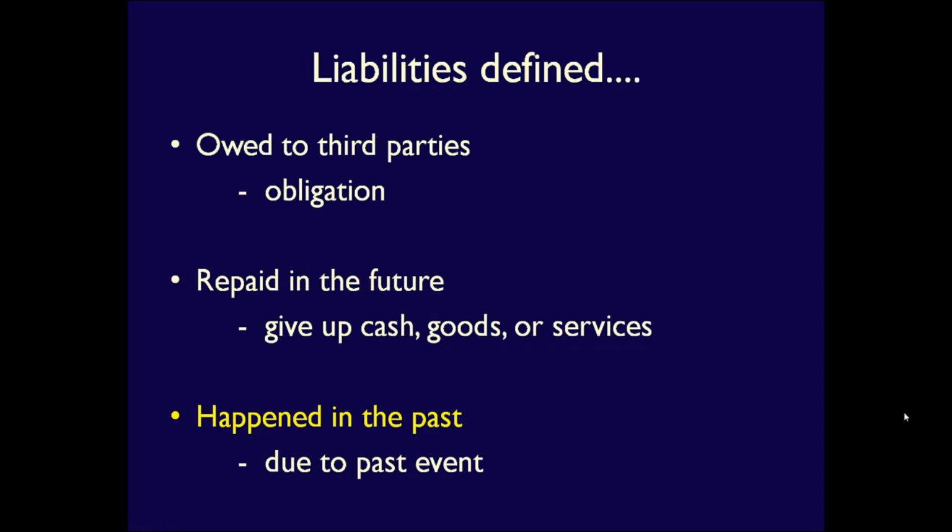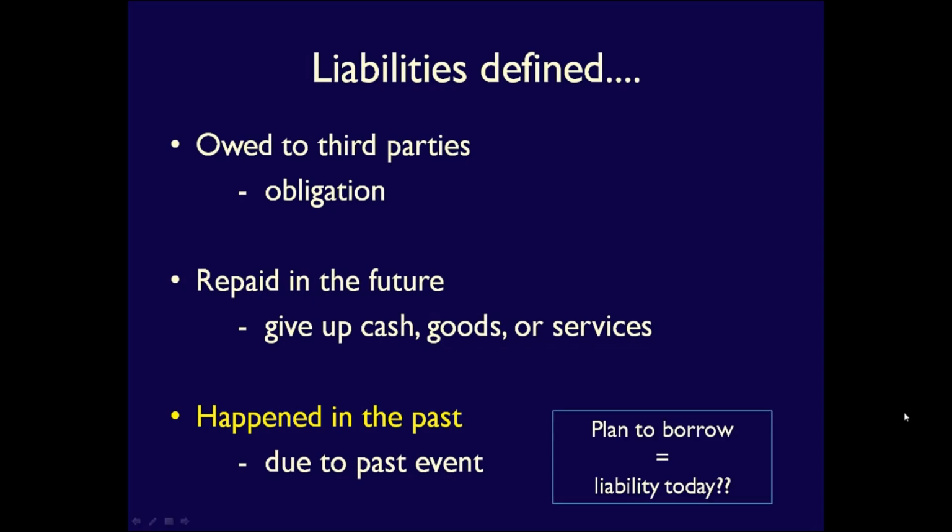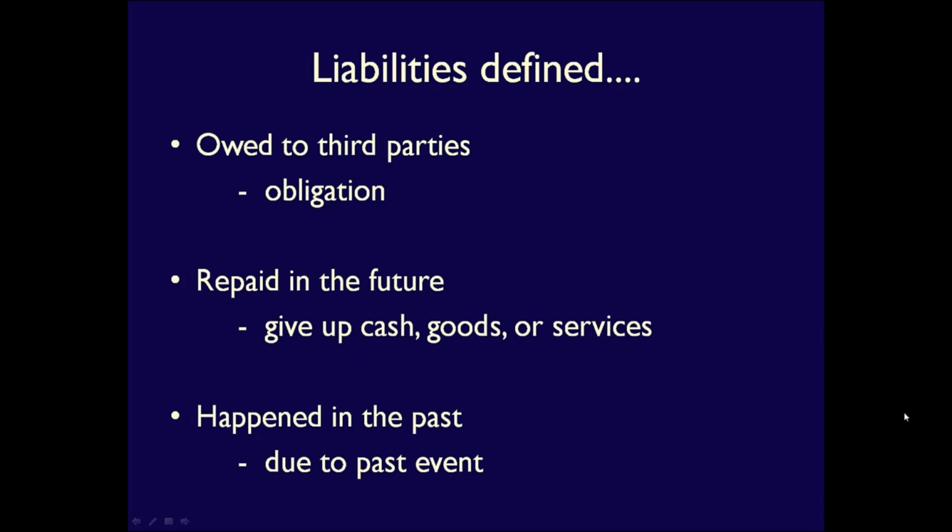Again, why is this important? Because if you plan to borrow money next year, that's not a liability yet, and therefore you can't record it as a liability. The event, borrowing money, has not yet happened. A liability will only exist after you get the money. So, to summarize, everything that a company owes to a third party is considered a liability, an obligation due to a past event that the business will settle in the future. Liabilities are defined as owed to third parties, to be settled in the future, due to a past event.